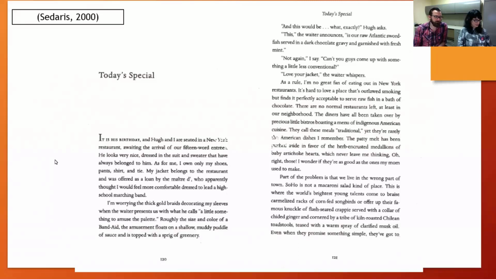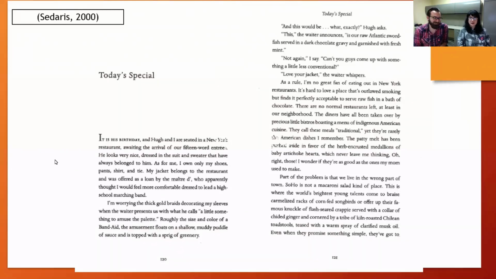So at this point, if you can't see, I'll just summarize. This is the start of an essay. It's about David and his partner Hugh at a fancy restaurant in New York. David Sedaris is kind of criticizing New York restaurants as being pretentious and things like this. I love the line, "It's hard to love a place that's outlawed smoking but finds it perfectly acceptable to serve raw fish in a bath of chocolate."